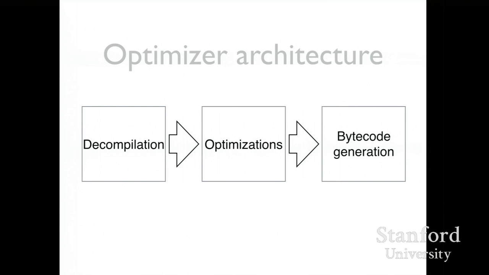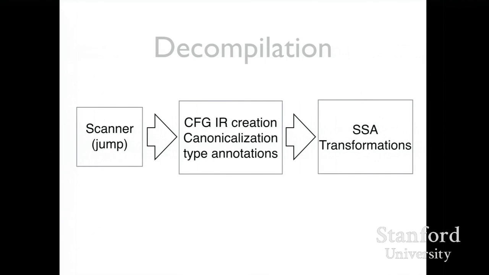The optimizer works by decompiling the bytecoded method into a single static assignment control flow graph, which is a classical intermediate representation for compilers. Then it does some optimization passes, and it generates bytecode, which is different from most compilers. The decompiler works as a scanner, which needs to analyze things like jumps, like anticipating where the back jumps will target, and things like that.